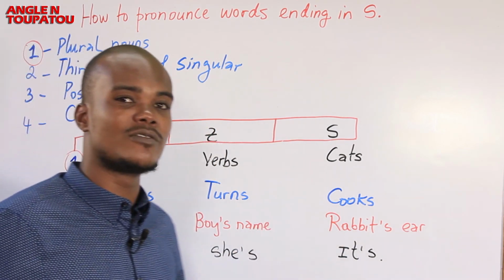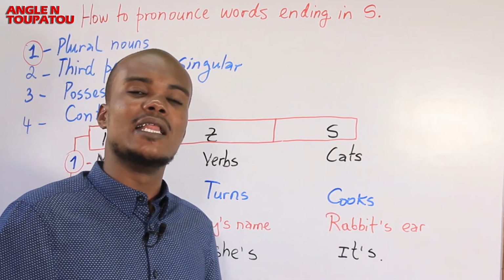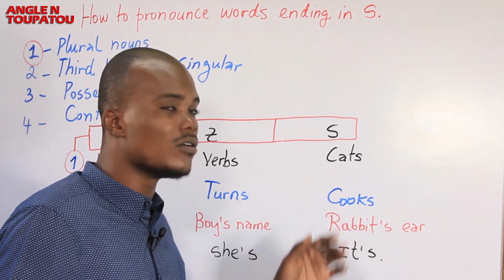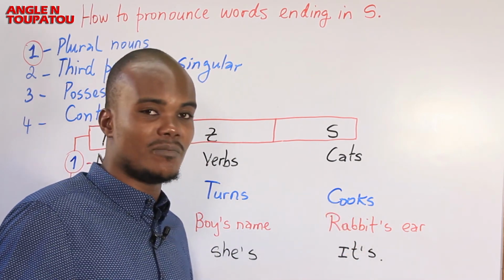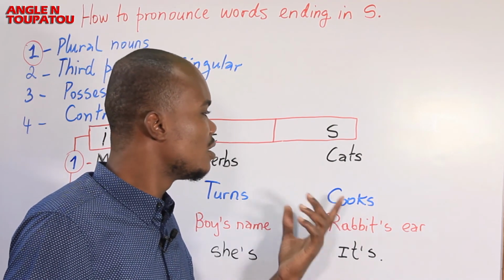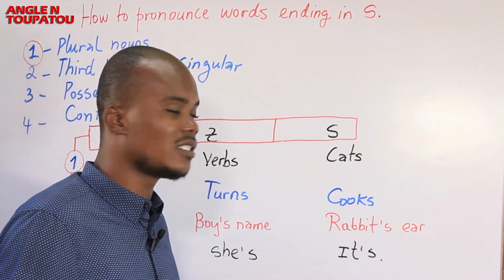And let's see another verb that can give the s sound. For example, the verb to cook. She cooks. In the third person, I say she cooks, or Daniela cooks. It gives me the s sound.